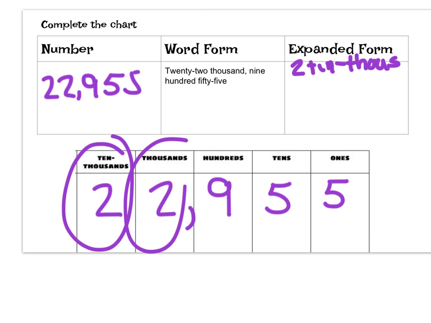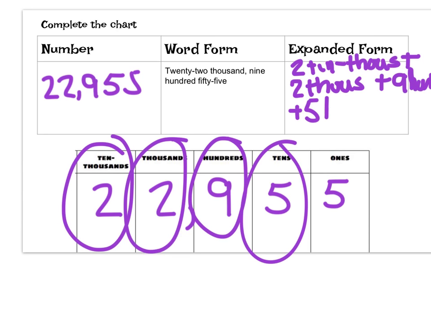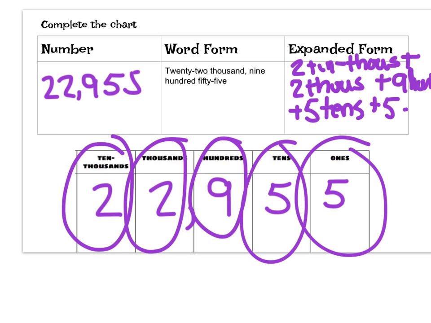And then I have 2 thousands. I have to do plus 2 thousands plus 900s. Oh, running out of room. Sorry, I think you guys know what I mean. Plus 5 tens plus 5 ones. You have to do each unit separately. So look at every single unit. That's where your place value chart can be really helpful.